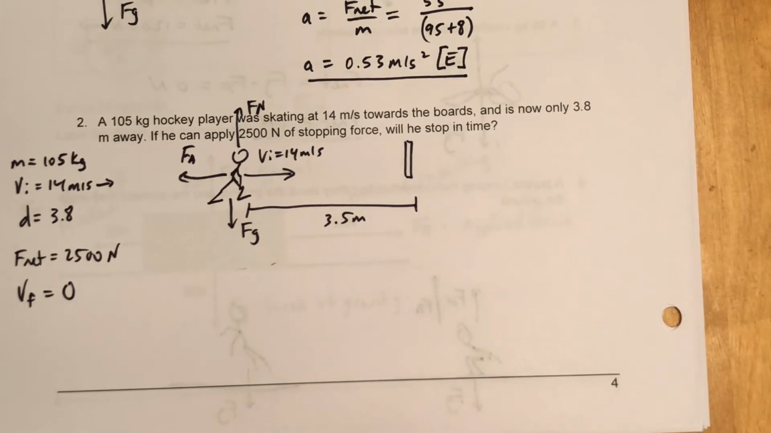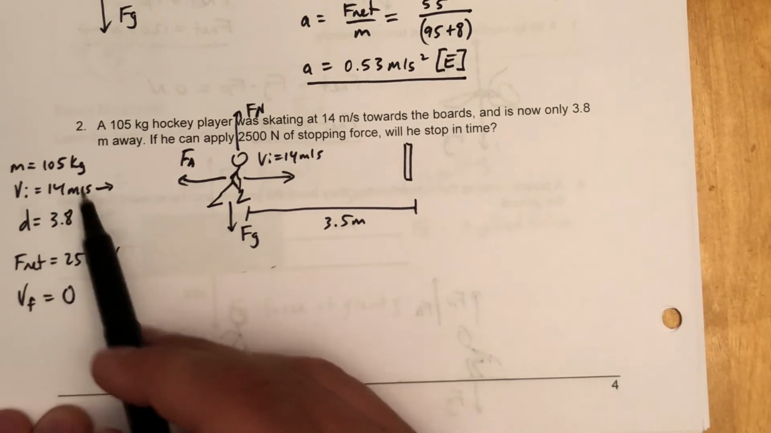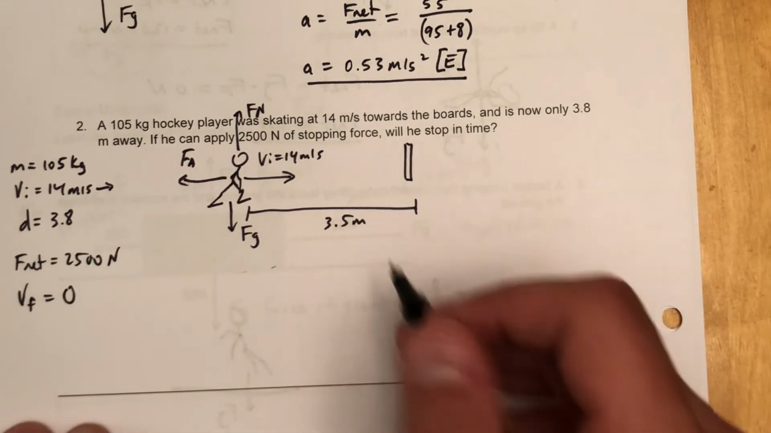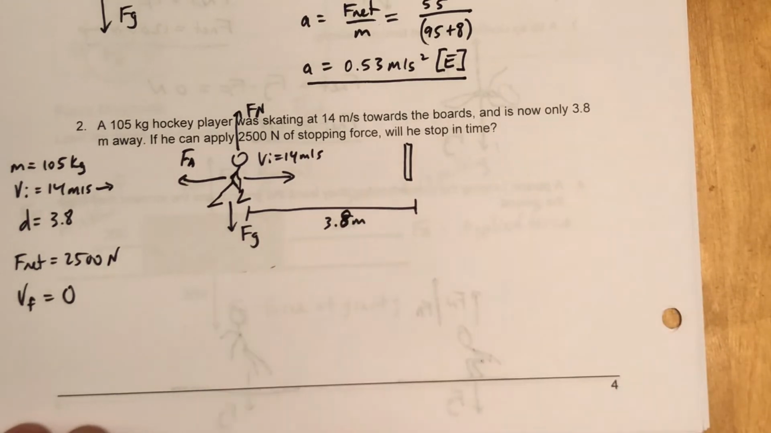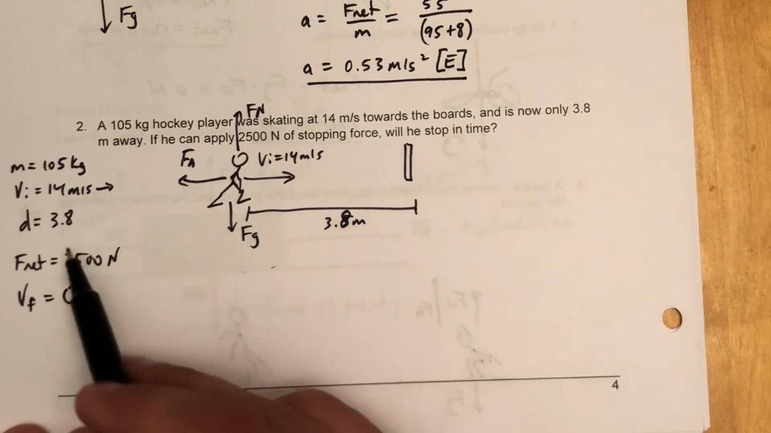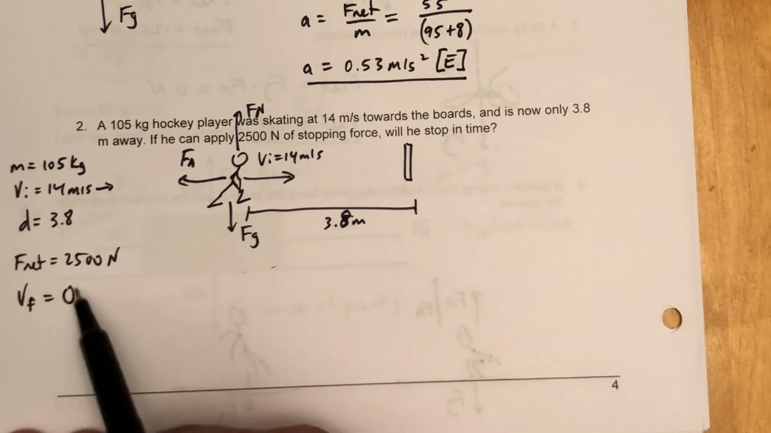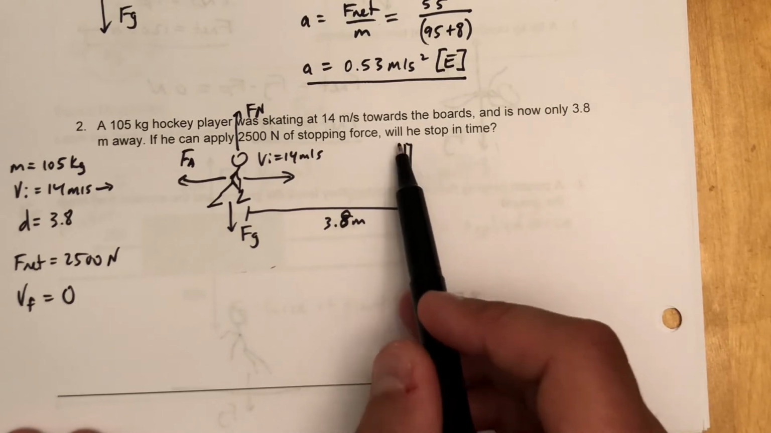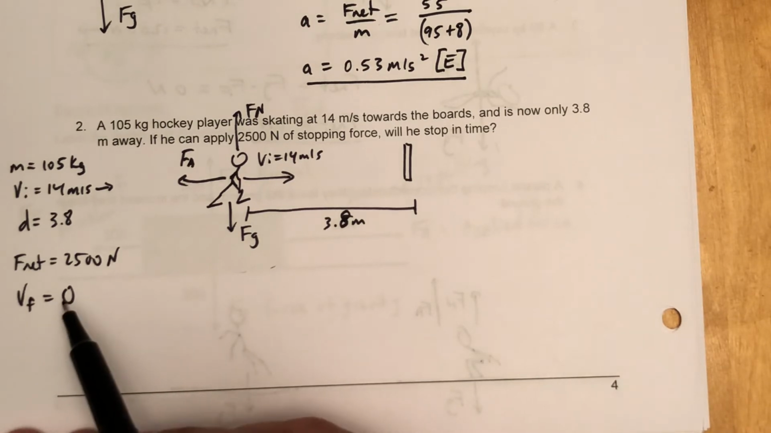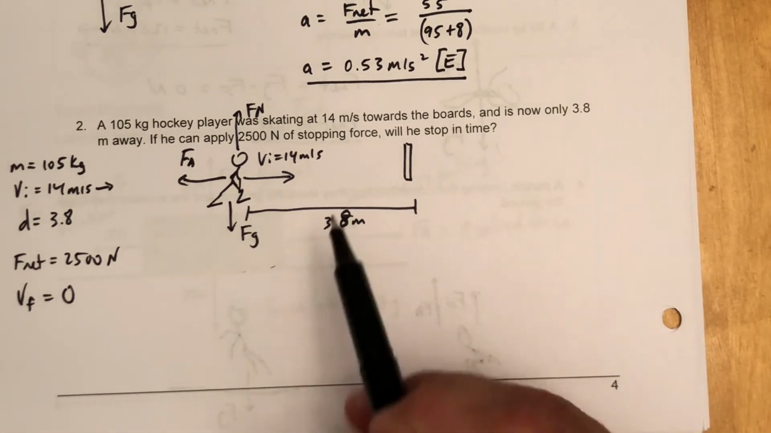But again, we don't actually know all this information. What we do know is that he's applying 2,500 newtons of force. We do know that the initial velocity is 14. We do know the distance between him and the boards. Did I label that incorrectly? Sorry, this should be 3.8 over here. I'm sure somebody was saying that on the video, and I couldn't hear you till now. So 3.8 meters right over there. What was I saying? Oh yes, we don't actually know if he's going to be at 0. That's obviously the target value as he slows down. But the question is, will he actually stop in time? If he doesn't stop in time, he's going to still have a velocity at the end. If he does stop in time, then he will have a final velocity of 0 before he reaches the end.